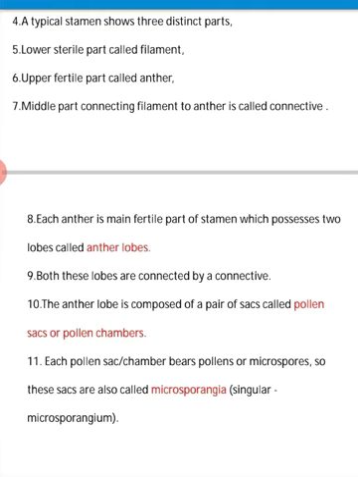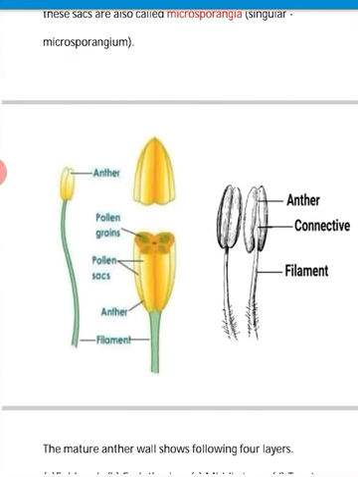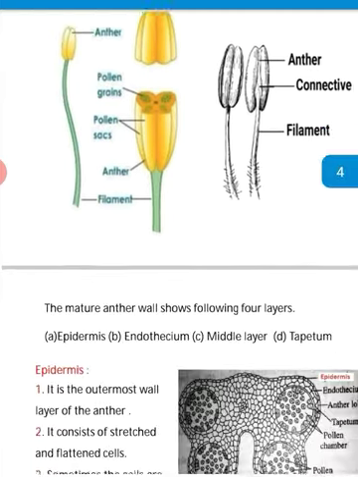The anther lobe is composed of a pair of sacs called pollen sacs or pollen chambers. Each pollen sac or chamber bears pollen or microspores, and so these sacs are called microsporangia. Look into the figure. The long filament, anther lobes, and pollen sacs are clear.